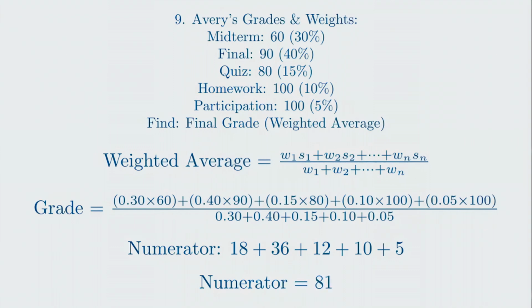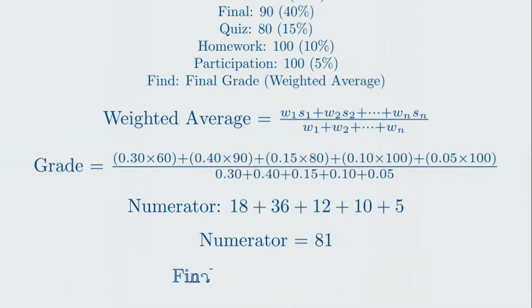The sum of the weights is 0.30 plus 0.40 plus 0.15 plus 0.1 plus 0.05, which equals 1. This means the percentages are correct and add up to 100%. So Avery's final grade is A1 divided by 1, which is A1. This is option D. This problem is a direct application of the weighted average formula. Just remember to convert percentages to decimals and to multiply each value by its weight before summing.